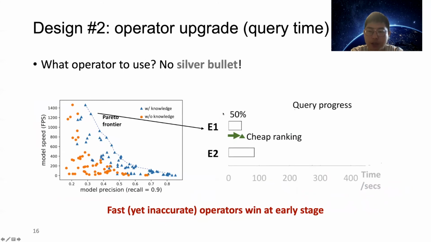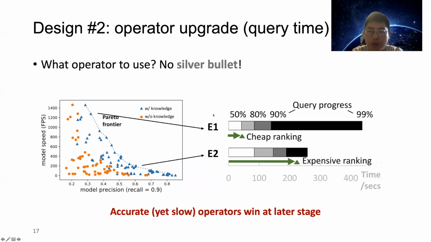The second key technique of DIVA is operator upgrade at query time. As we mentioned, there are so many operators with a rich accuracy-speed trade-off. So which one should we choose to achieve the optimal performance? We find there's no silver bullet. At the early stage, the fast but inaccurate operators perform better because they can quickly explore all the frames and identify those positive frames that are easier to detect. It means more positive frames can be uploaded to the users at the early stage.